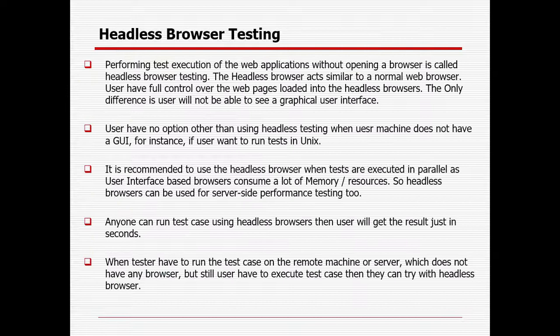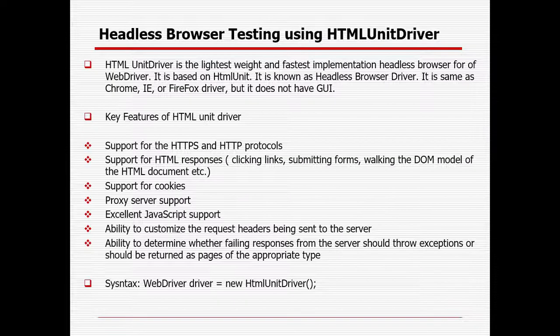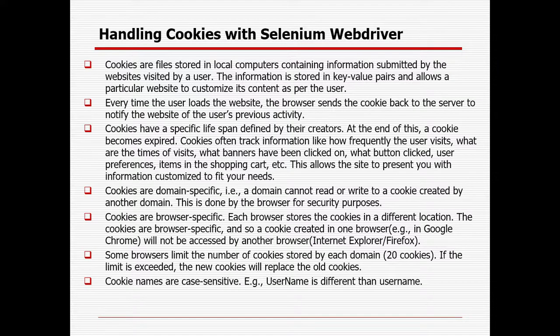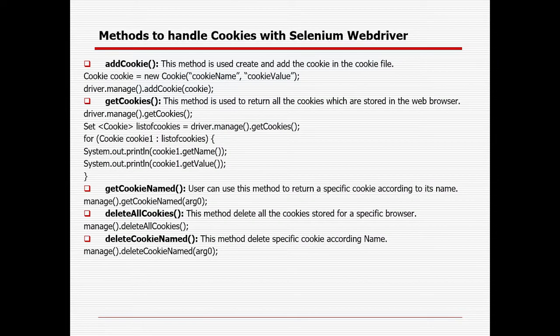And headless browser testing: with the help of HtmlUnit browser we can do headless browser testing. Apart from that, with the help of ChromeOptions you can set the Chrome browser to be headless, so that you will not be able to visualize the execution, but you will get the desired result. Then you can handle cookies with the help of different methods like add cookie, get cookie by name, delete all cookies, and delete cookie by name.